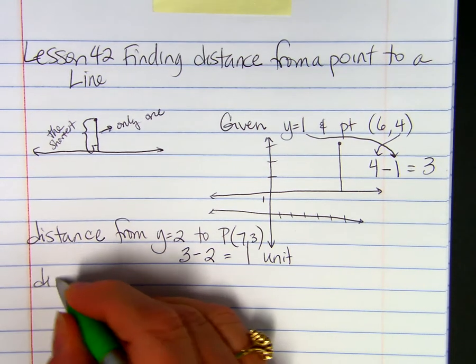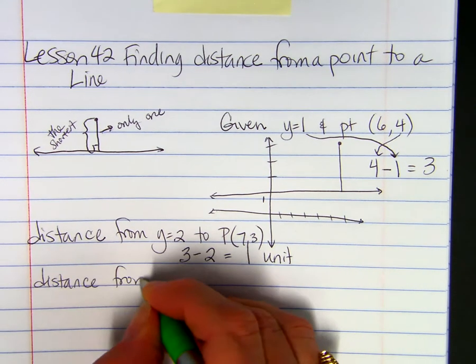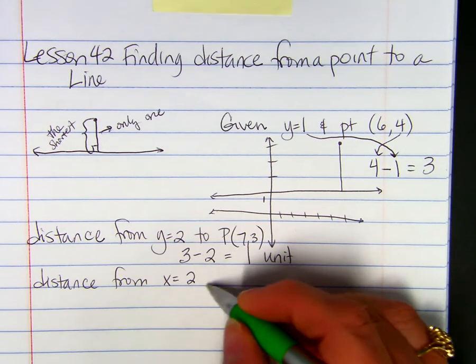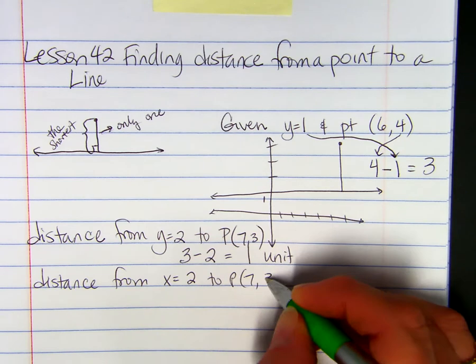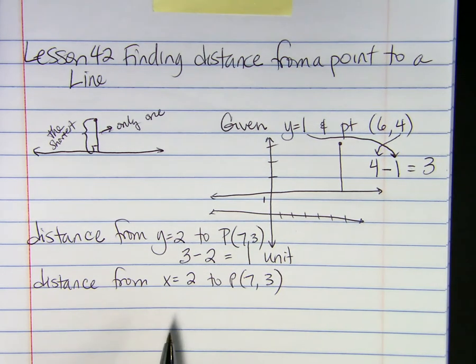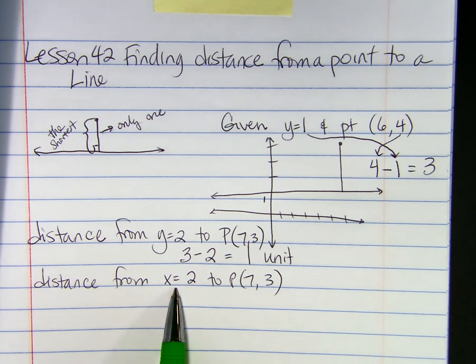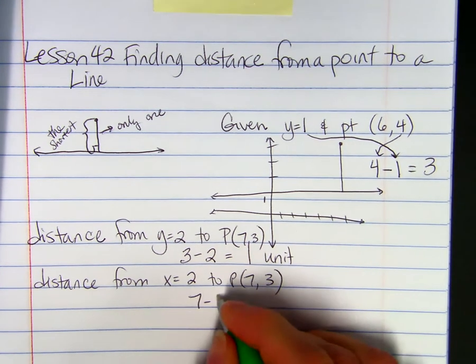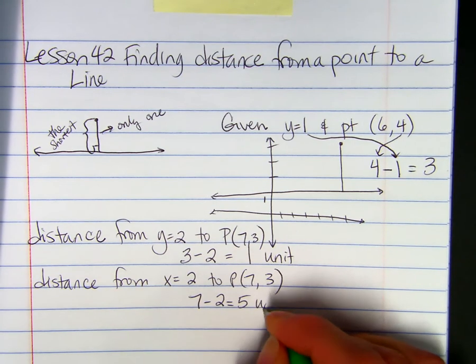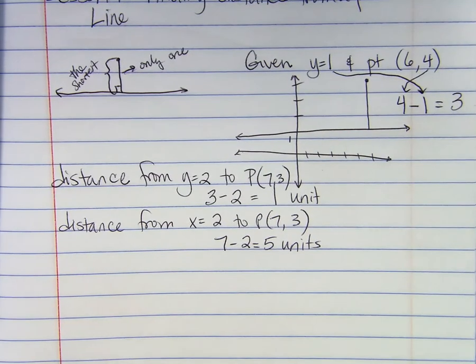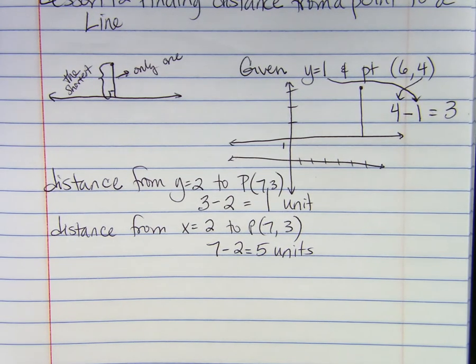If you want to find the distance from x equals 2 to the point 7, 3, now x equals 2 is a vertical line, so it's just the distance from the x value in your point to that vertical line, x equals 2. So it's just 7 minus 2 equals 5 units. So those ones are a lot easier.